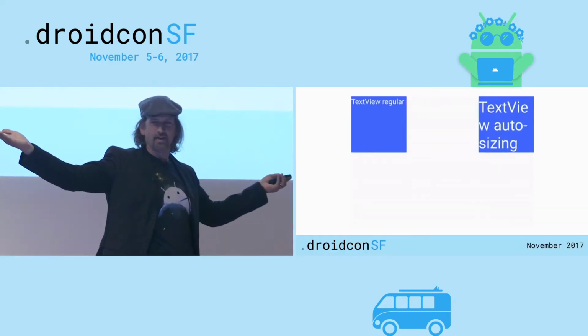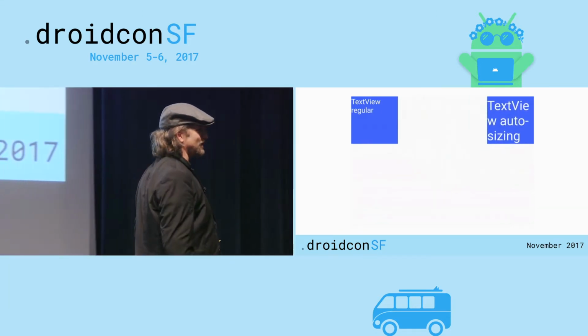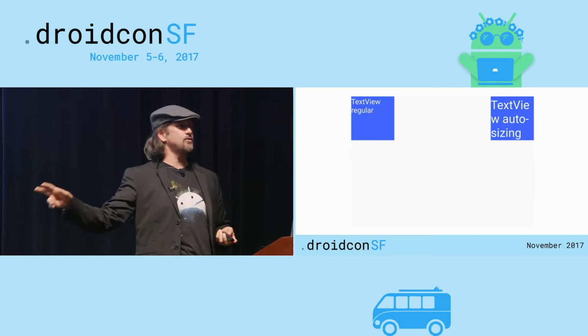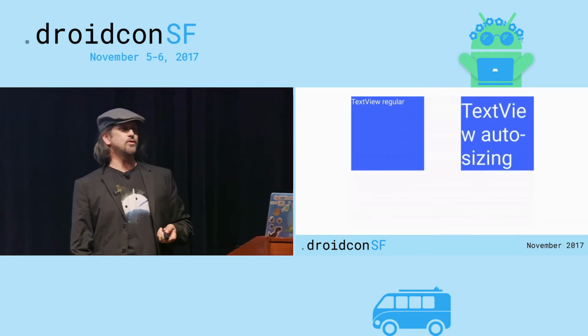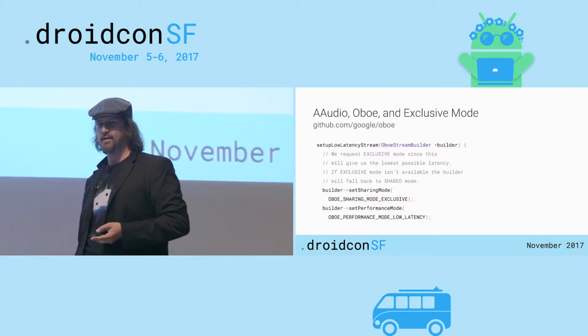We have auto sizing, which is also one of those features like, oh my God, how long have we been waiting for this? And the best thing about fonts and text view auto sizing is they're in the support library, so you can use them all the way back to ICS.